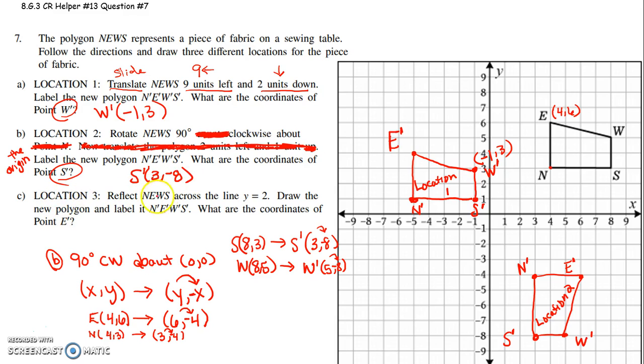All right, location 3. Reflect the original across the line y equals 2. Draw the new polygon. Okay, so for letter C, first we have to know y equals 2. If I can't remember how to draw the line y equals 2, I just use some points off of that line. It doesn't say what x has to be, but it says y has to be 2. So I don't know, we could do (3, 2), (-3, 2), (8, 2). I'm just making things up. Y has to be 2. Okay, here's the line.